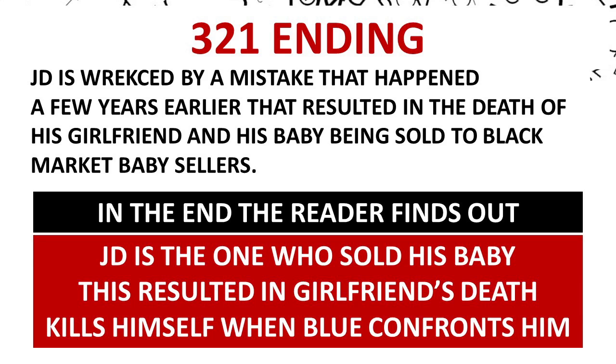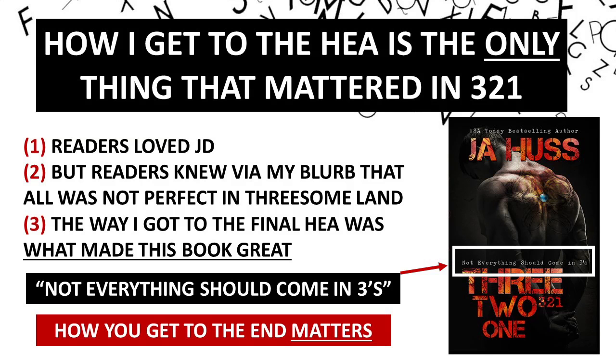But this is the information that the reader gets throughout the middle of the story. In the ending, there's a twist, because they find out that JD is the one who sold his baby and resulted in his girlfriend's death. And this is the whole reason why Ark was afraid he was suicidal through the whole book. And at the end, JD kills himself when Blue confronts him after she finds out that this is actually what's going on. So how I got to the happily ever after is the only thing that mattered in 321.